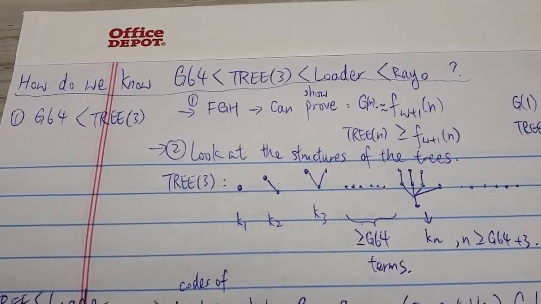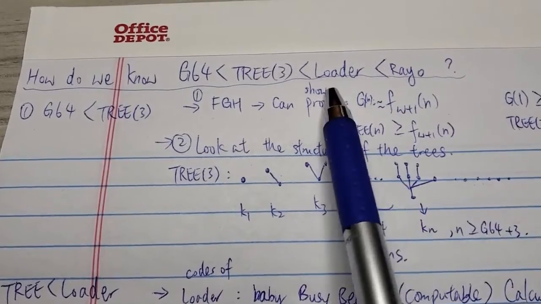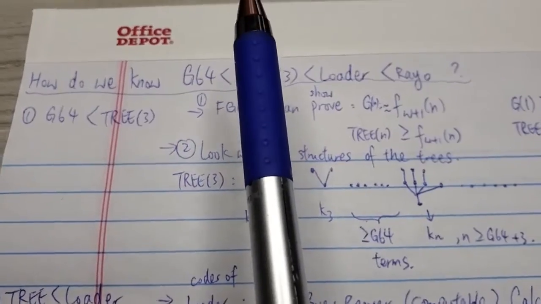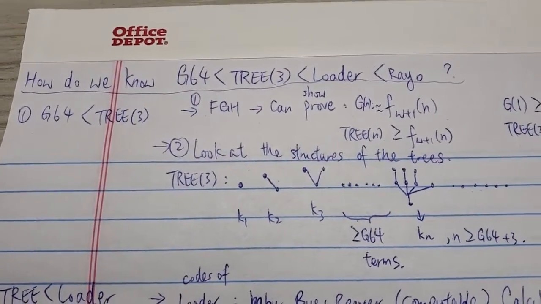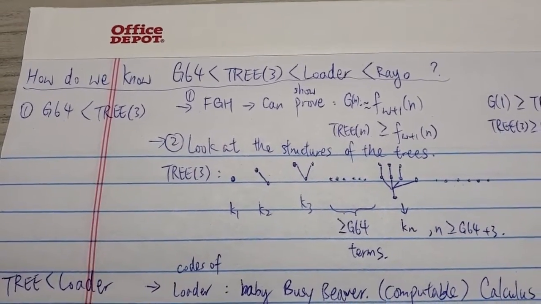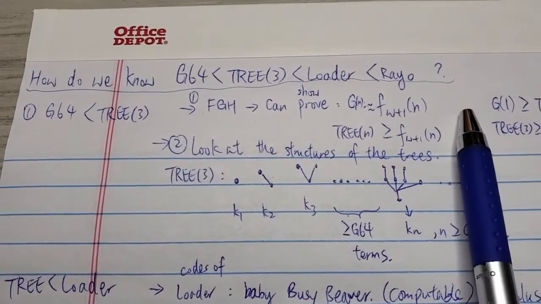Hi everyone, so today we'll look at how do we know that Rayo's number is bigger than Loader's number, and why is Loader's number bigger than TREE(3), and how is TREE(3) bigger than Graham's number. So we're going to look at this today, and I'll try to explain it in a layman way, although this could be very hard to understand.